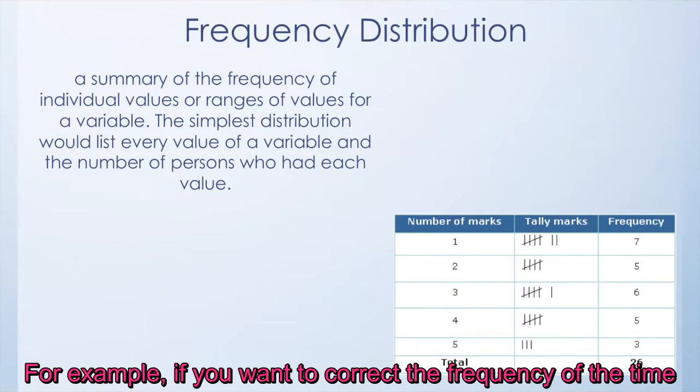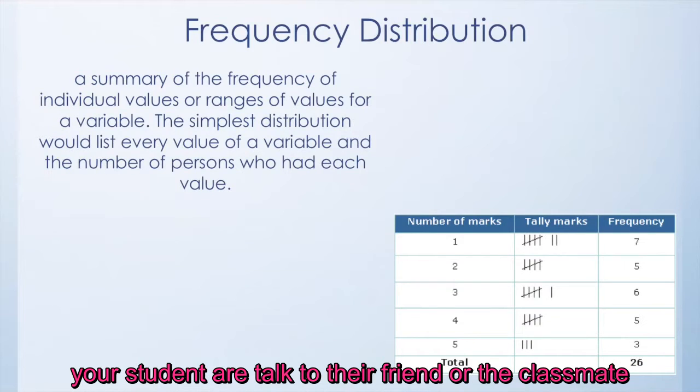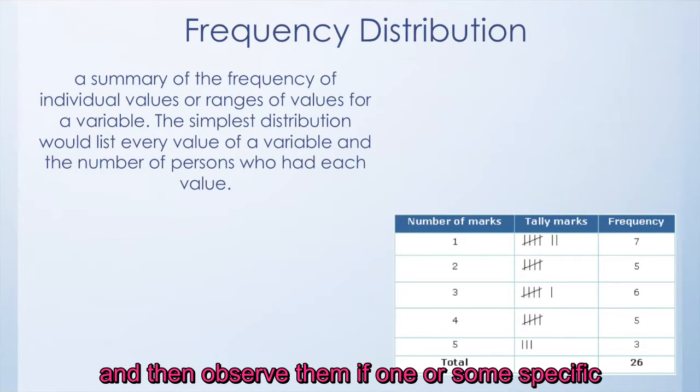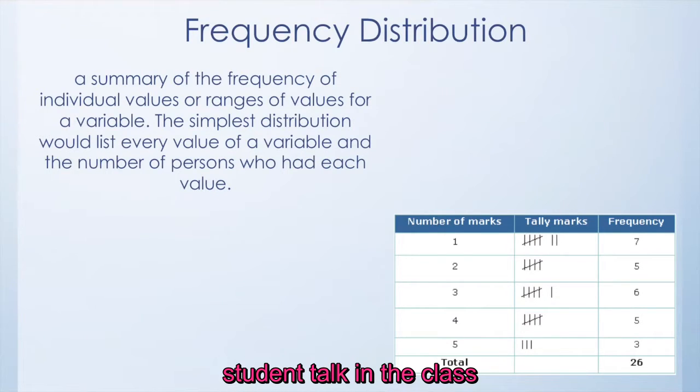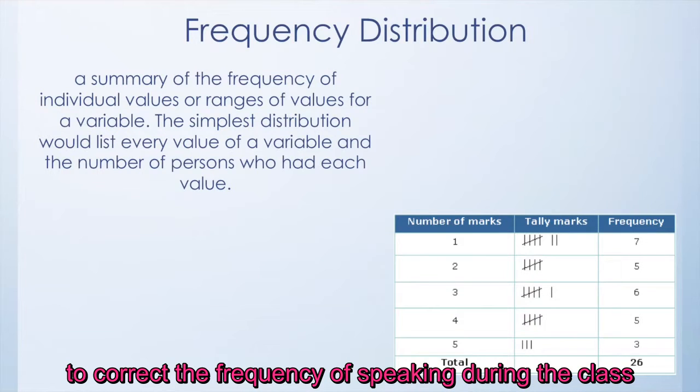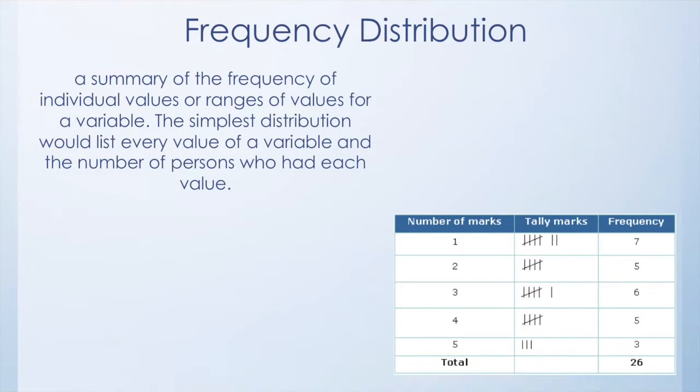For example, if you want to collect the frequency of the times your students talk to their friends or classmates, you should be the observer and observe them. If one or some specific students talk in the class, you mark it to collect the data, the frequency of speaking during the class.